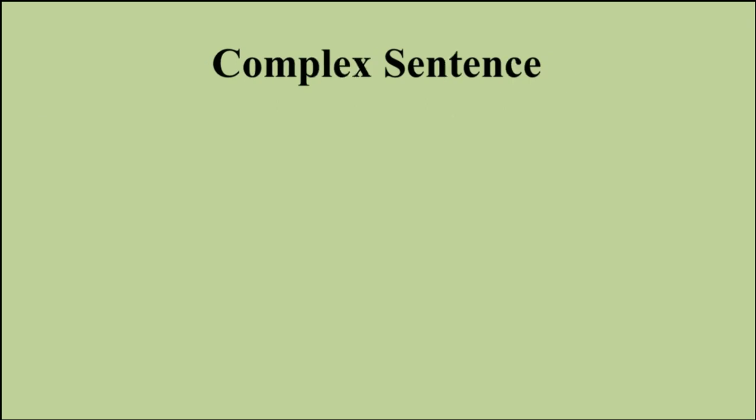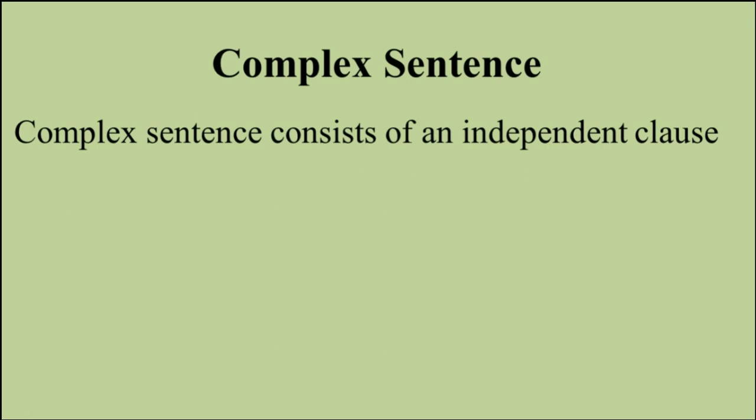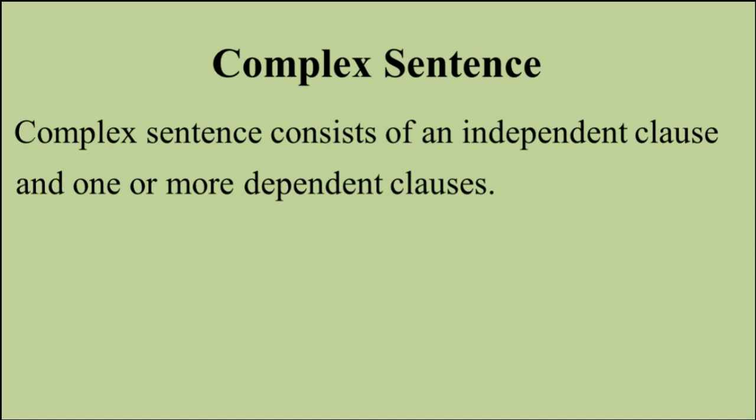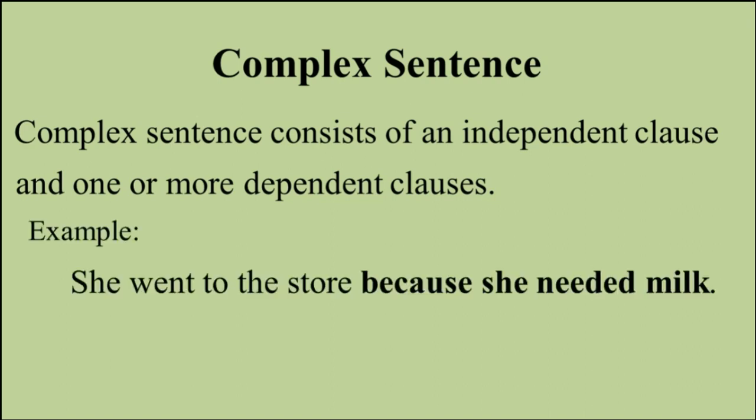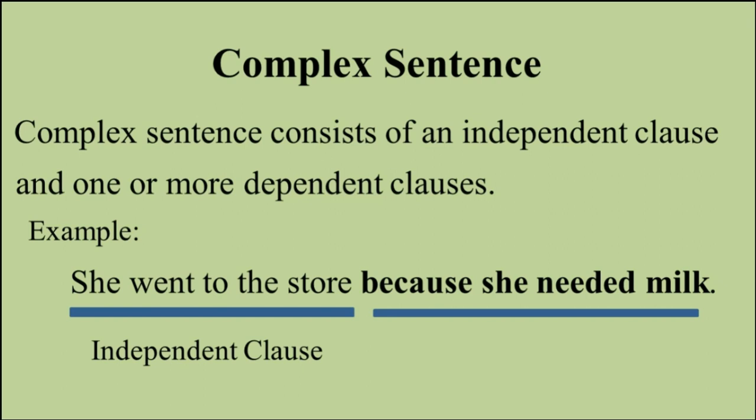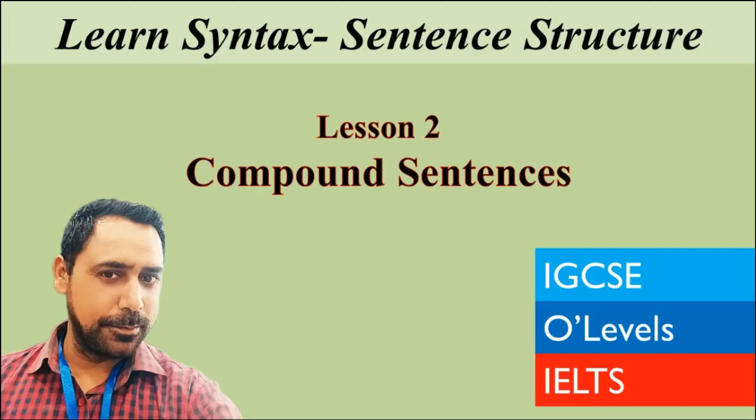Complex sentence. A complex sentence consists of an independent clause and one or more dependent clauses. Example: she went to the store because she needed milk. She went to the store, it's an independent clause. Because she needed milk, it's a dependent clause.